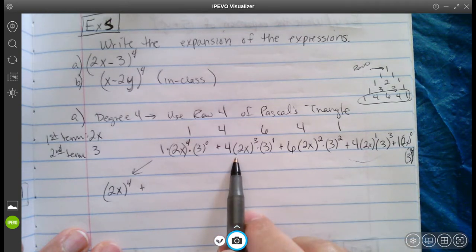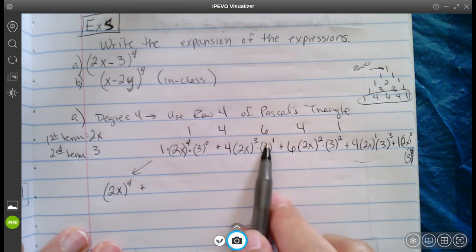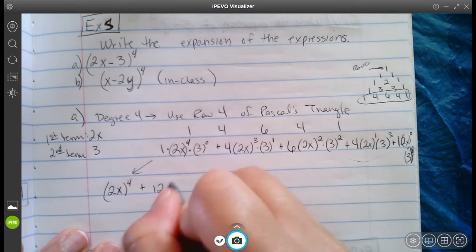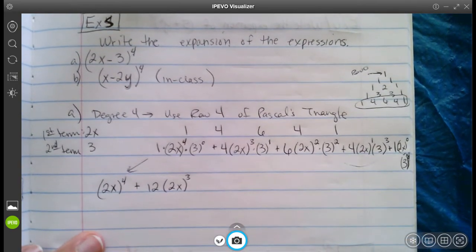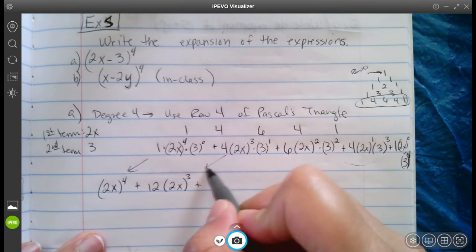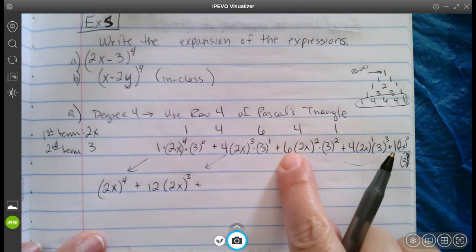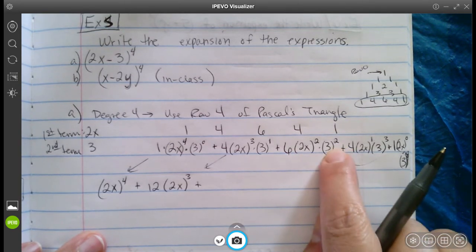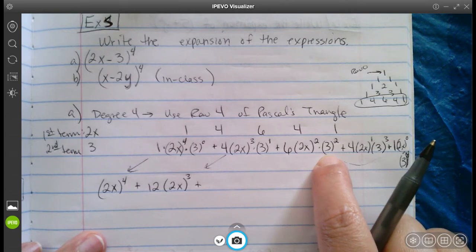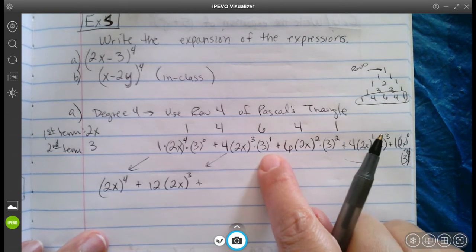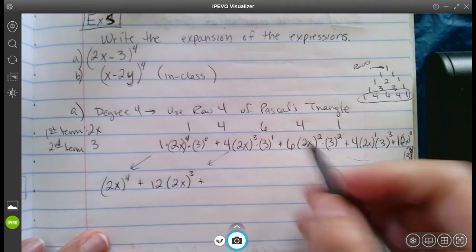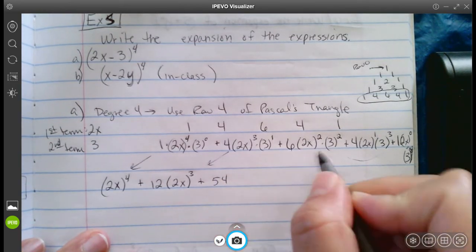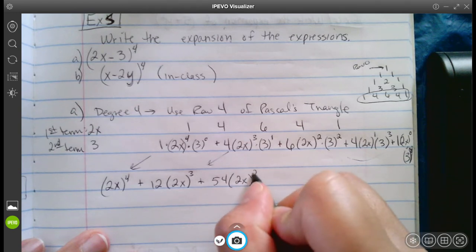Plus the next one we have 4 times 3, because 3 to the 1st power is just 3. So 4 times 3 is going to be 12. And again, 2x to the 3rd power. I'll reduce those right now. Plus, this one right here, we have 6 times, I'm doing 3 squared. 3 squared is 3 times 3, which is 9. 9 times 6 is 54, so it's going to be plus 54 times 2x squared.